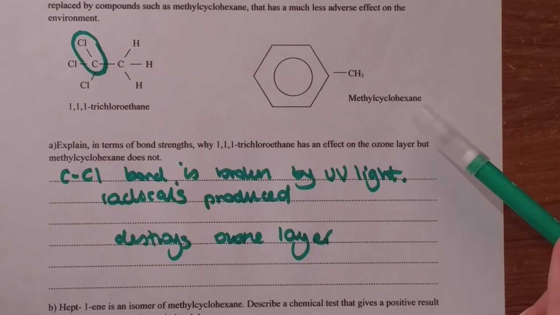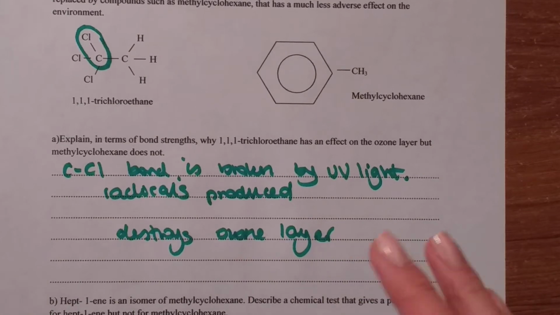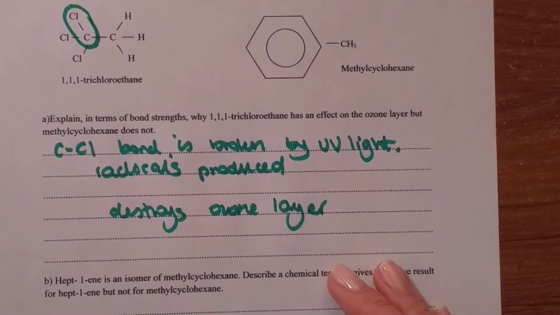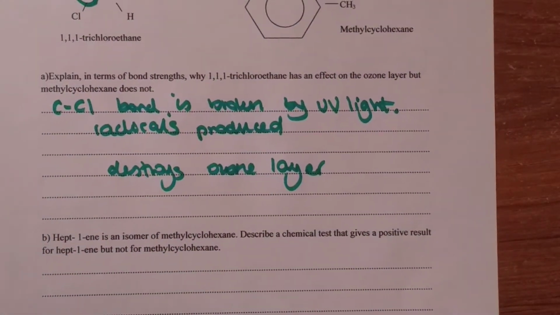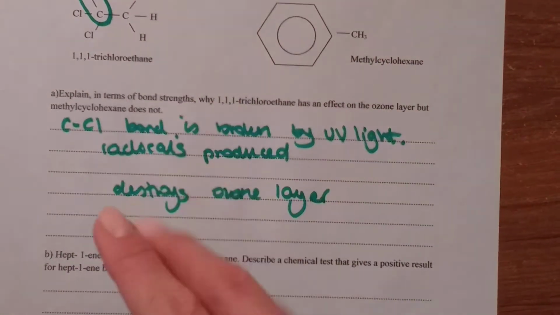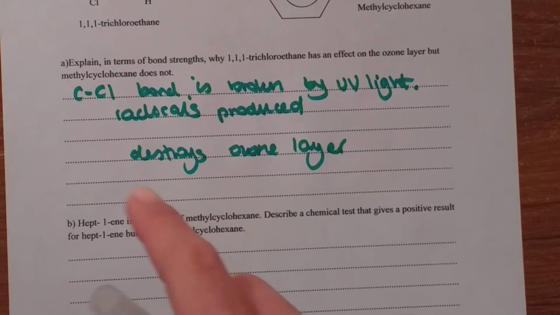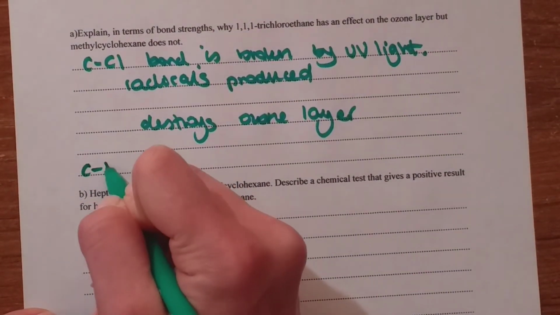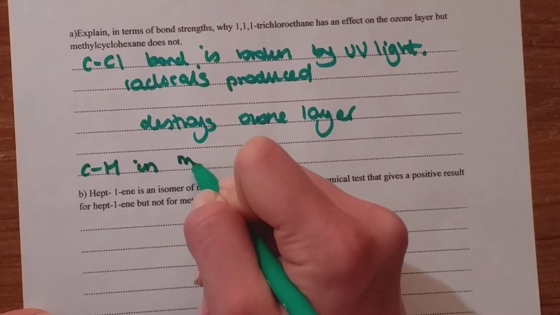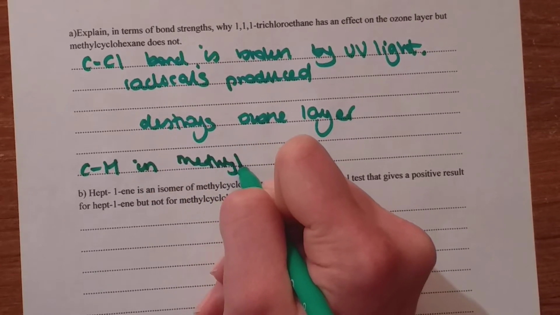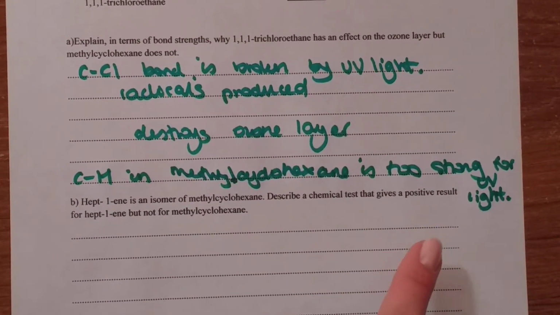In methyl cyclohexane, we have no Cl, so even though it's in the air, UV light won't affect it. It won't affect it also because the C-H bond is too strong to be affected. So I'm going to write: the C-H bond in methyl cyclohexane is too strong for UV light.